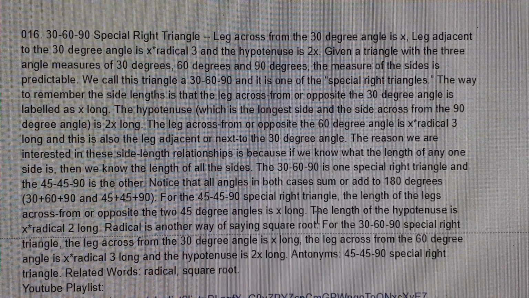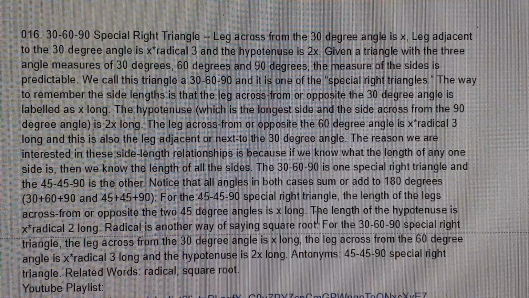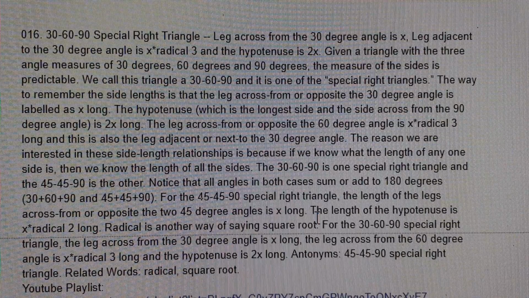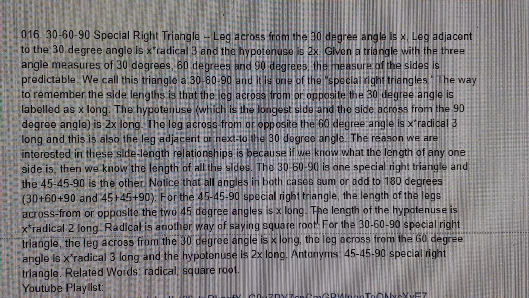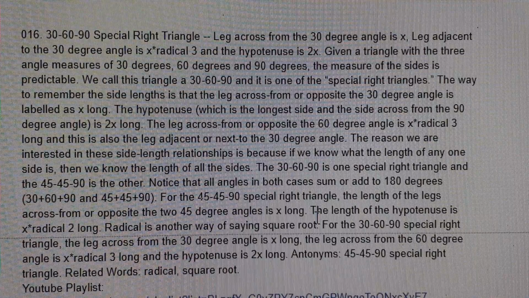The leg across from or opposite the 60-degree angle is x times radical 3 long, and this is also the leg adjacent or next to the 30-degree angle.